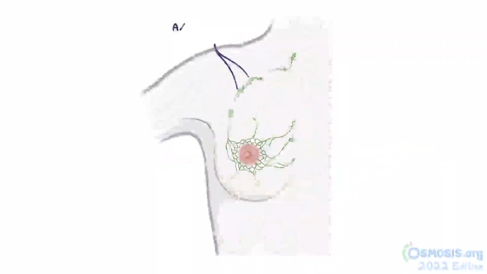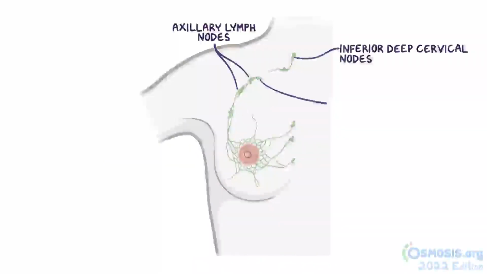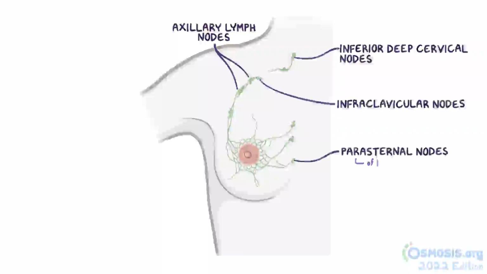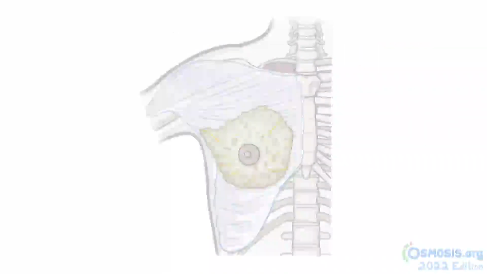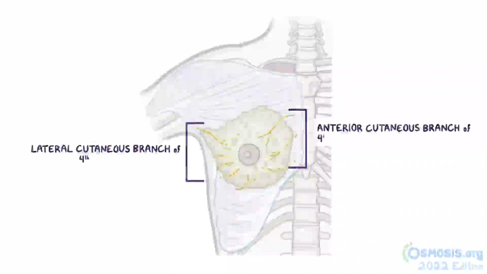Lymph from the skin of the breast, with the exception of the nipple and areola, drains into the ipsilateral axillary, inferior deep cervical, and infraclavicular lymph nodes, and also into the peristernal lymph nodes of both sides. The nerves innervating the breast come from anterior and lateral cutaneous branches of the 4th through 6th intercostal nerves.